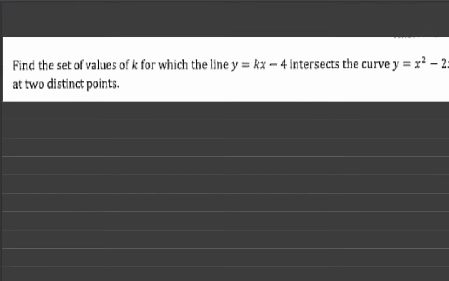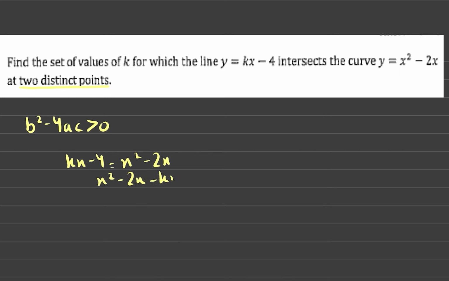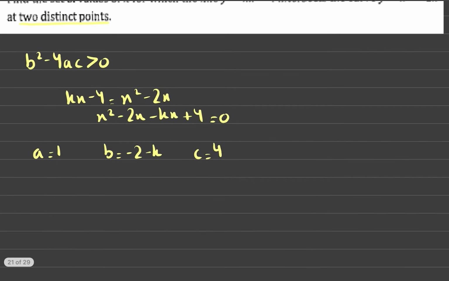So see this question. It says two distinct points, which means what? b square minus 4ac greater than 0. Yes? What's the first step? Equate both y. Let's do that. Then shift everything on one side, making sure that x squared is positive. That's what I did. Now what's written with x squared? Sir, 1. What's written with x? Minus 2 minus k. And what's written as a constant? 4. Now comes the challenge.